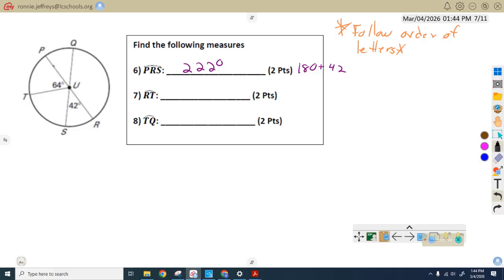Alright, let's see, from here to here, so this section right here is 180.